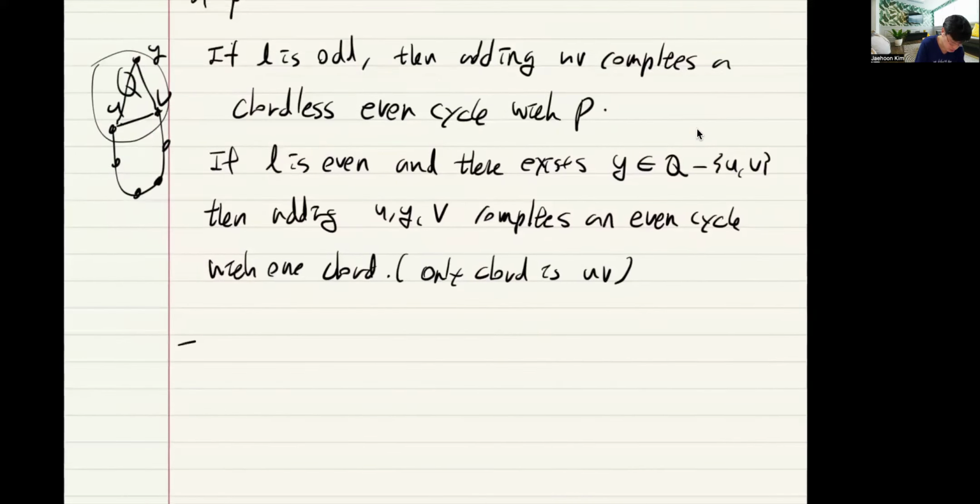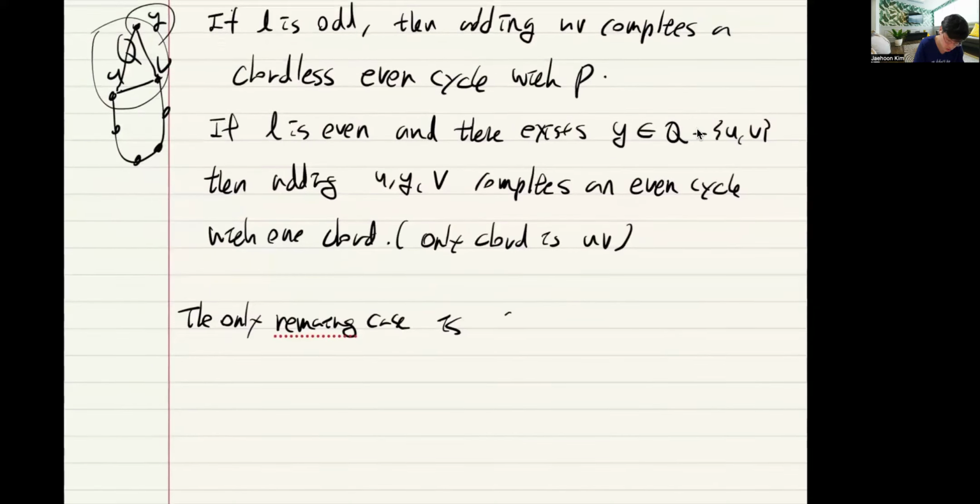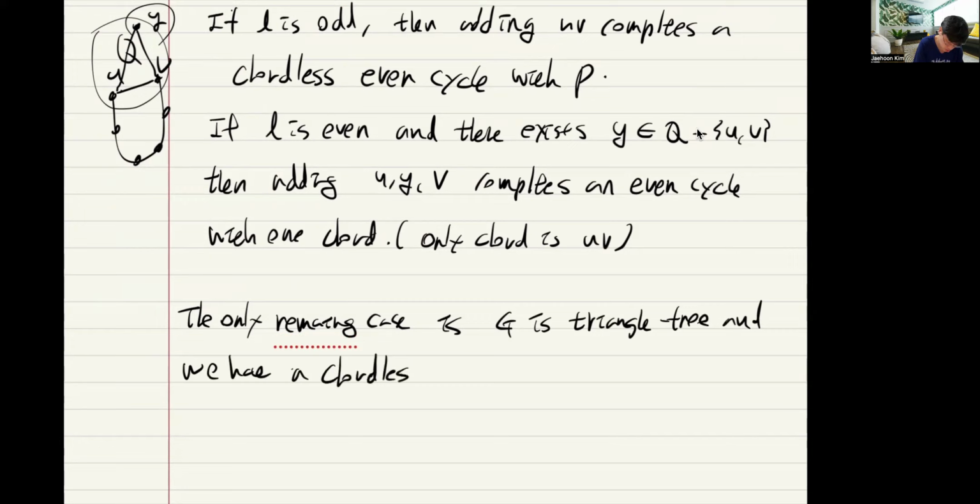What's the only remaining case? The only remaining case is that this Y doesn't exist, meaning that the biggest clique Q consists of only 2 vertices, so that G is triangle free. And we have a chordless odd cycle. So this is the odd cycle.